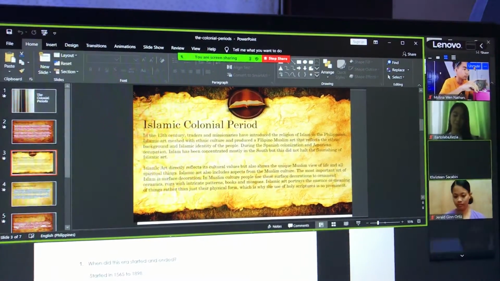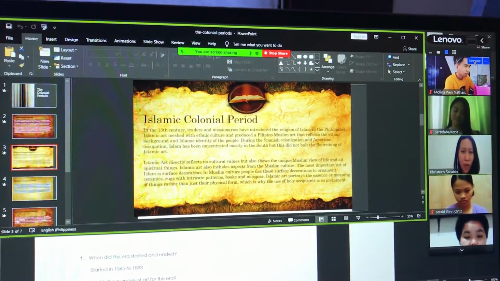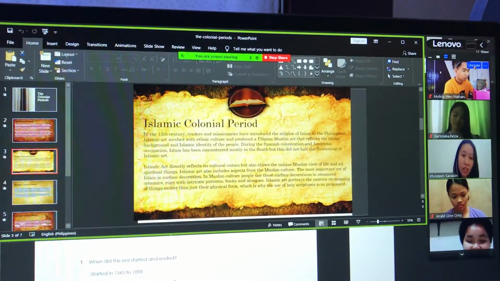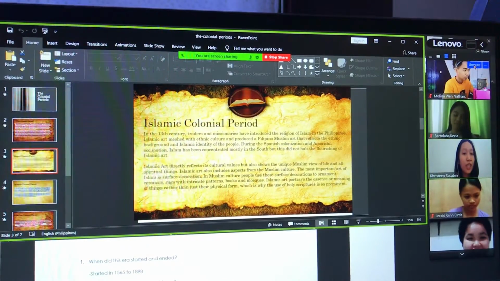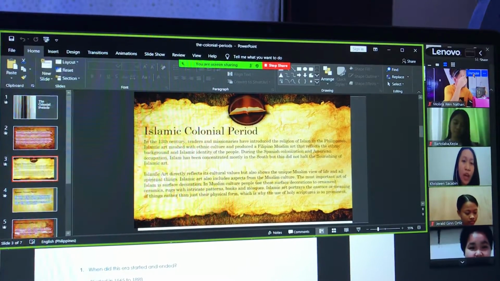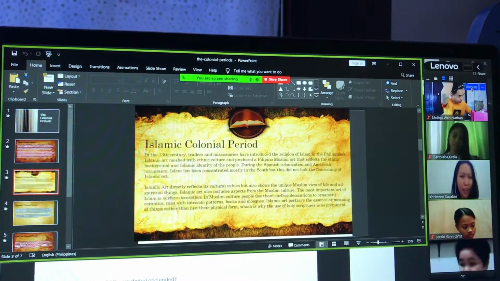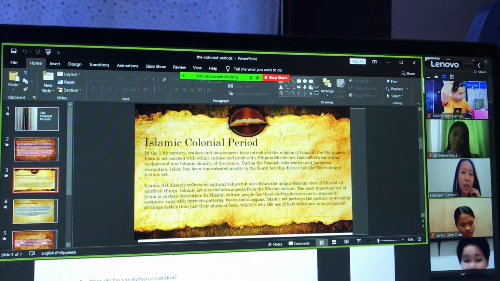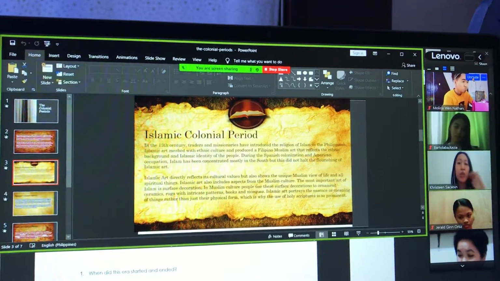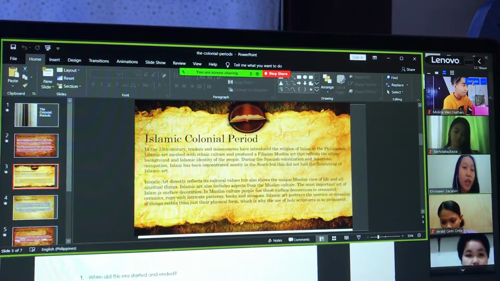Good morning, everyone. My topic for today is the Islamic colonial period. The Islamic period started in the 13th century. Traders and missionaries introduced the religion of Islam in the Philippines. Islamic art meshed with ethnic culture and produced a Filipino Muslim art that reflects the ethnic background and Islamic identity of the people. This era started in the 13th century to the present. The purpose of this era reflects cultural ideas.